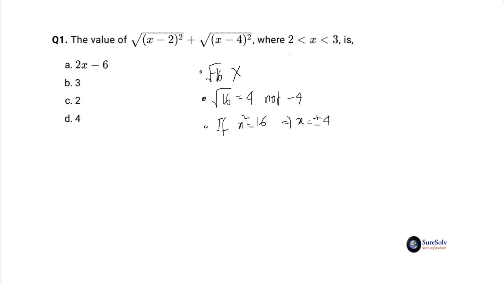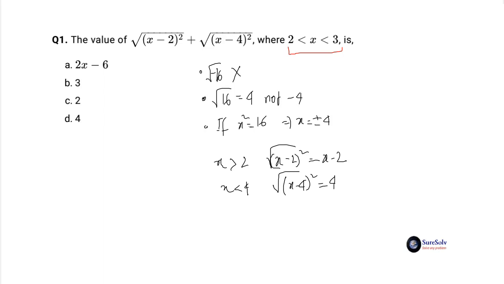In our problem though, quadratic power is not there, but range of values of x is given. By the range of values, we have to ensure that after the square root is taken, the value is positive, simply because the result of square root cannot be negative. As x is greater than 2, the result of the first square root will be x minus 2. It will be positive. But as x is less than 3, less than 4, the result of the second square root will be 4 minus x, so that it remains positive.